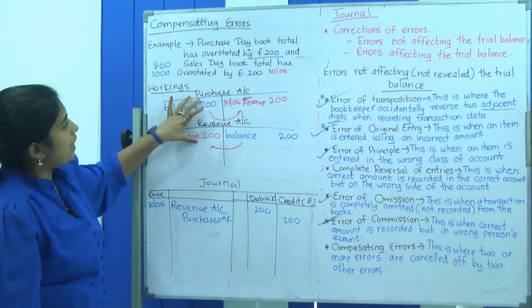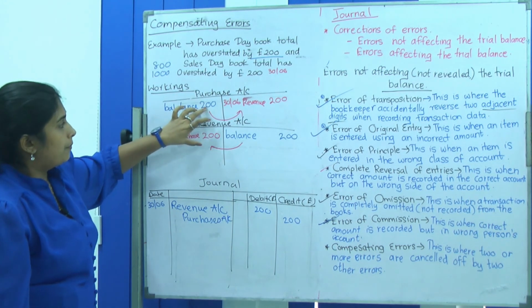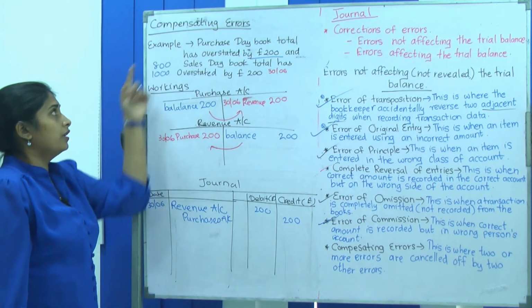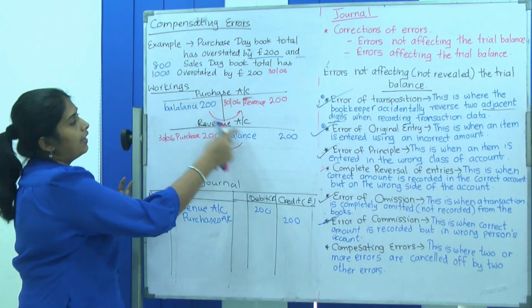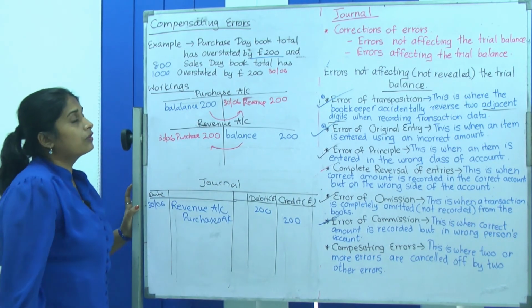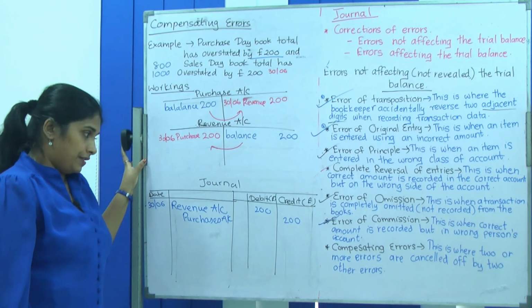So these errors happened in two different accounts but with the same amount and on opposite sides. Because of that we call them compensating. That means both errors compensate with each other. That's why it's called compensating errors.